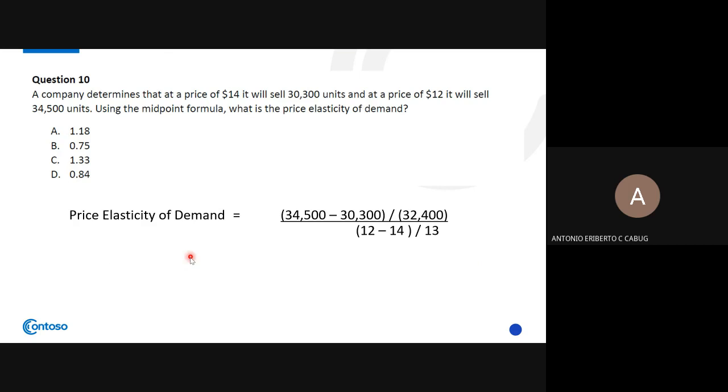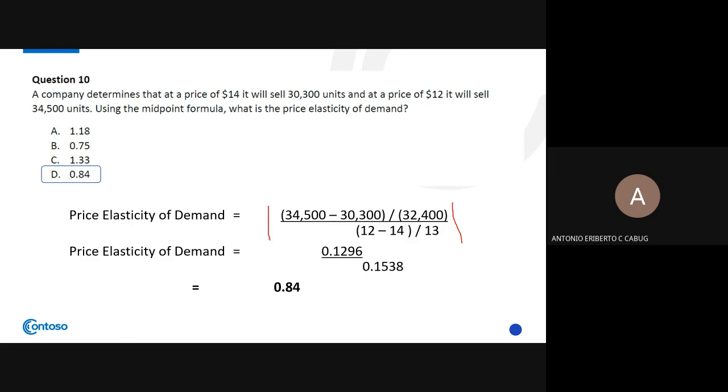So in this case, you have 0.1296 divided by 0.1538. So by the way, you're going to get here the absolute value. Ignore the negative sign. You will have 0.84. The correct answer is letter D. Ang tamang sagot ay letter D.